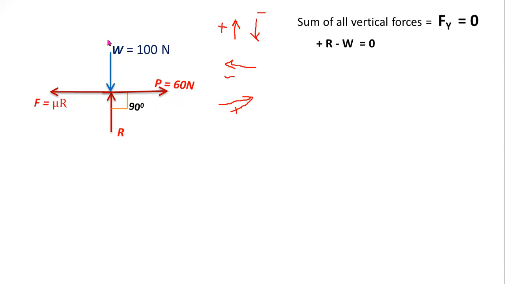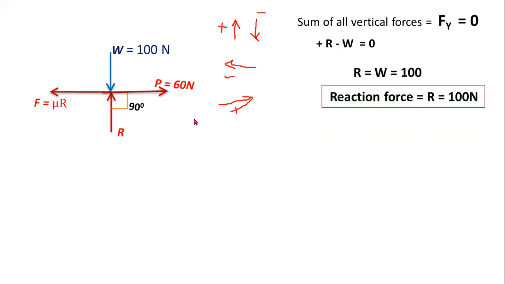So from this diagram, W acts vertically downwards. So for vertically downwards, you have to consider negative sign, minus W, and this reaction force acts vertically upwards. For upward direction, you have to consider positive sign. So plus R minus W equal to 0. Sum of all vertical forces equal to 0. Okay. Now from this equation, capital R equal to W. Now here W equal to 100 newtons. Okay. So the reaction force capital R equal to 100 newtons. Okay. We got an unknown value. Reaction force R equal to 100 newtons.